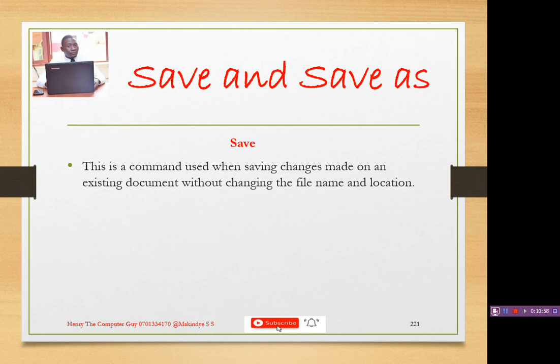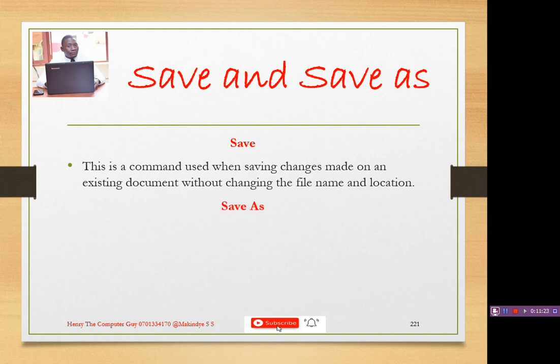Are we really getting this? They're telling you that if, for example, you created that document and saved it for the first time, so you come and add in some other information, you will use the save. So it will keep on updating that similar file. It will not ask you for the file name and location again. It will keep on adding in that existing document.